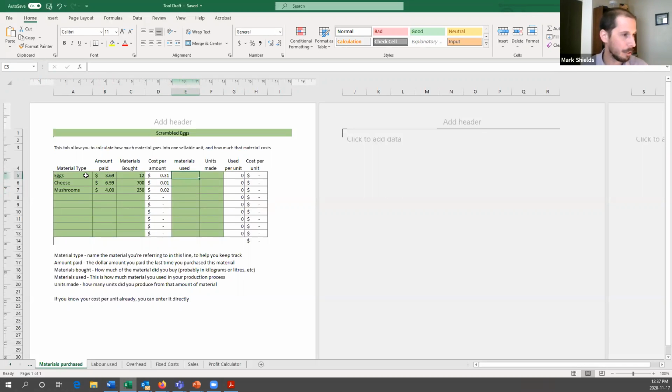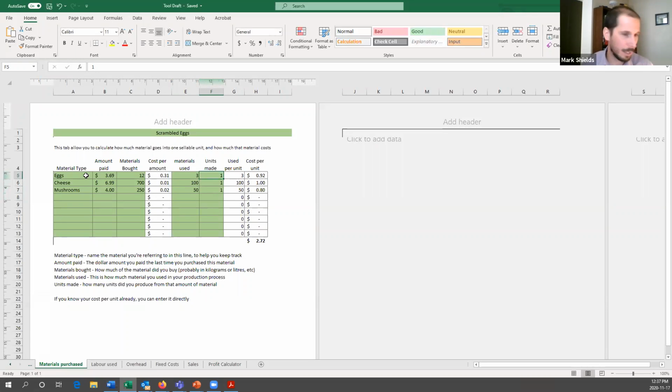Now, the next step is how much of these items are going into each plate of scrambled eggs that I'm serving. Well, maybe I put 3 eggs in each dish. Maybe I put 100 grams of cheese in, and I put 50 grams of mushrooms into each omelet. In this case, because I'm talking about just one plate, I'm going to put 1 for each of these.